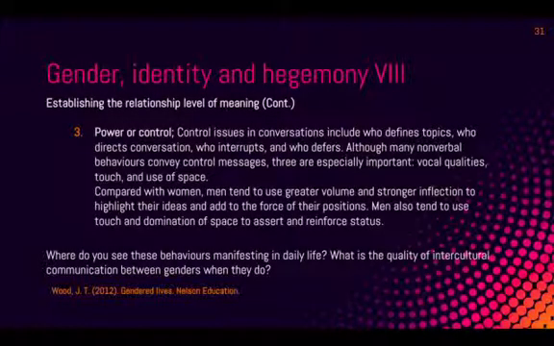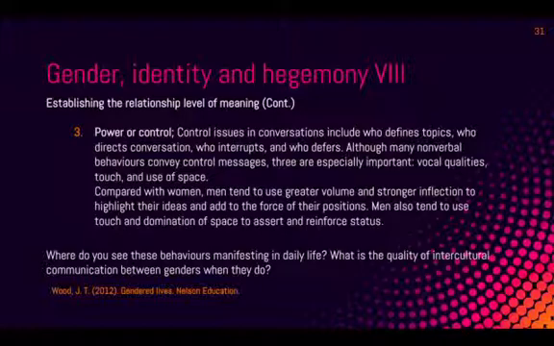Establishing the relationship level of meaning, power or control. Control issues in conversations include who defines topics, who directs conversation, who interrupts, and who defers. Though many non-verbal behaviours can convey control messages, three is especially important: vocal qualities, touch, and use of space.